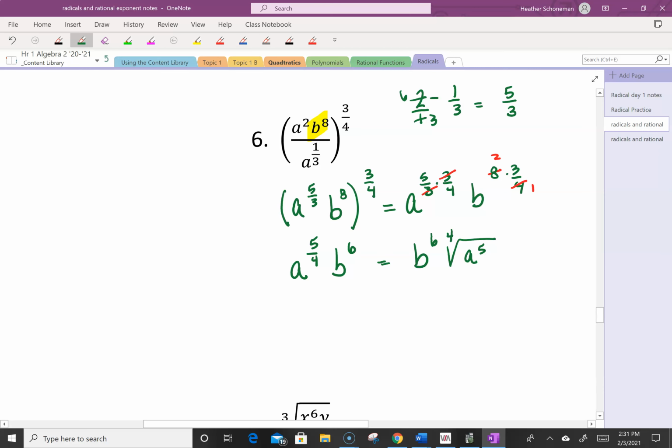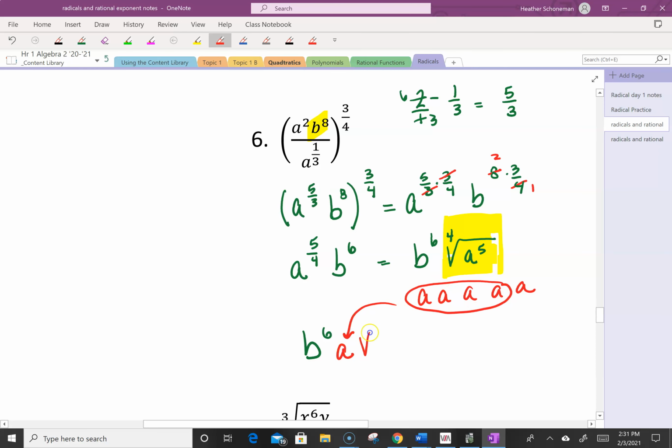Oh, but here's a bummer. This part over here, it simplifies. Let's see how it simplifies. This is going to be b to the 6th, okay? But if we think about this, this is 5 a's. Well, how many groups of 4 are in 5? There's one group, and then there's the one left over.